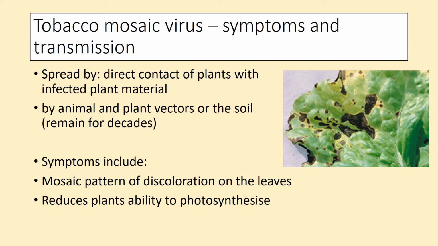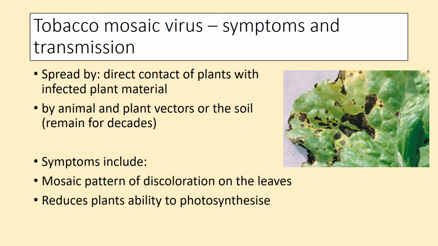We've also got tobacco mosaic virus, or TMV. Now, this affects plants because it causes a mosaic pattern of discoloration. What's happening here is the chlorophyll is being destroyed and therefore reduces the plant's ability to photosynthesize. And that means the plant's growth is affected and the plant will not grow as much as it's supposed to, due to chlorophyll being destroyed and the plant not being able to photosynthesize as it would normally.